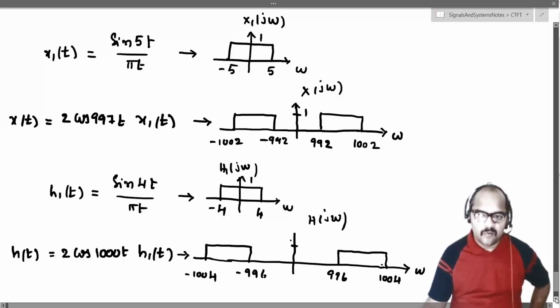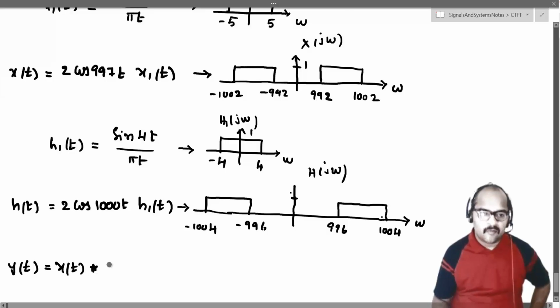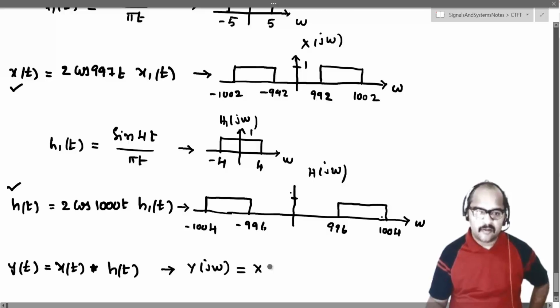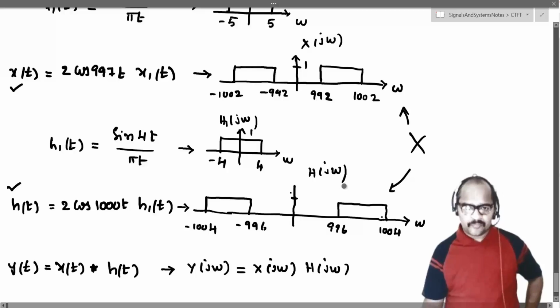Now what is the final question? We have to find y of t, which is equal to x of t convolved with h of t. So what will happen in the frequency domain? We get y of j omega, which is equal to x of j omega multiplied with h of j omega. That means you have to multiply these two Fourier transforms.